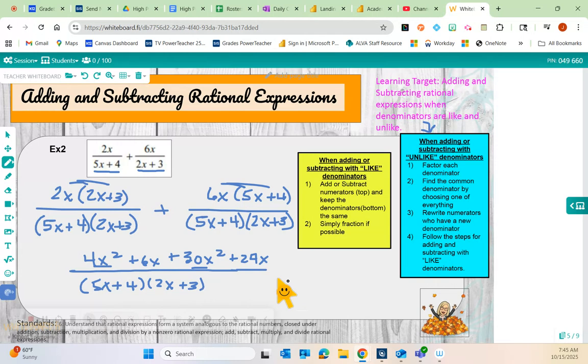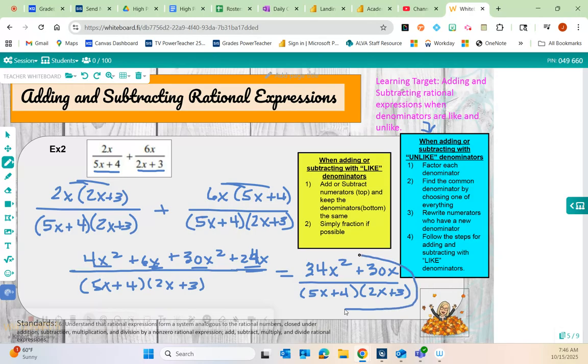These two square terms will combine. That's 34x squared. And then 6x, and this is a 4. 6x and 24x combined to be 30x. And then we're still over this common denominator, 5x plus 4, 2x plus 3. If nothing will reduce, and again you have to reduce everything in the whole entire fraction, if nothing will reduce, you're going to call that simplified.